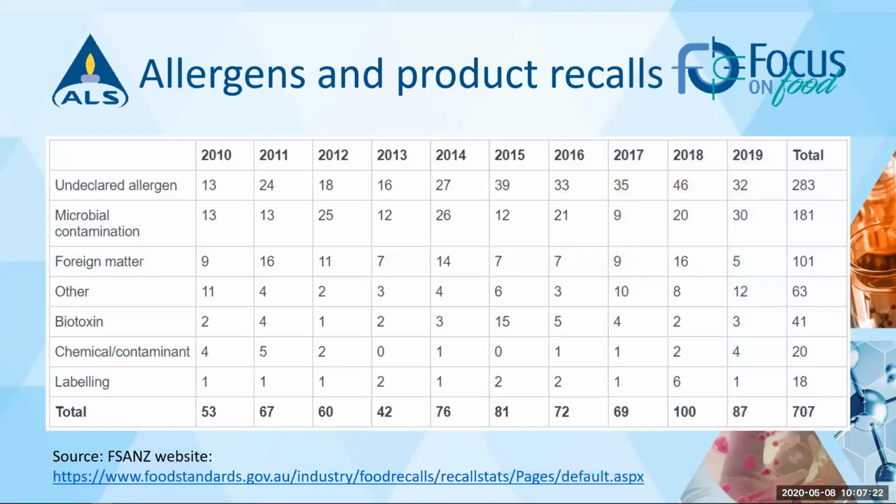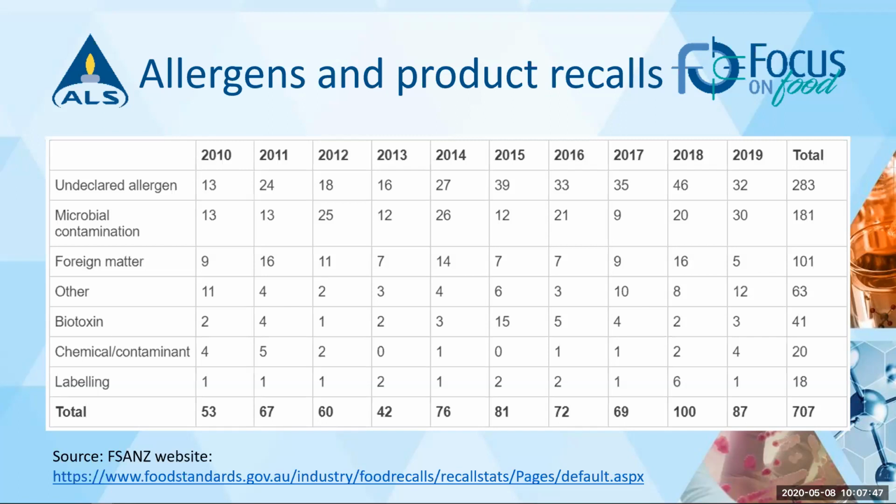In Australia, product recalls due to undeclared allergens significantly outstrip all other reasons for a recall, and are approximately the same as the second and third reason combined, which is microbial and foreign matter contamination. I strongly recommend that you check out the FSANZ website for more information on allergen recalls, as there's a wealth of useful information on the site.